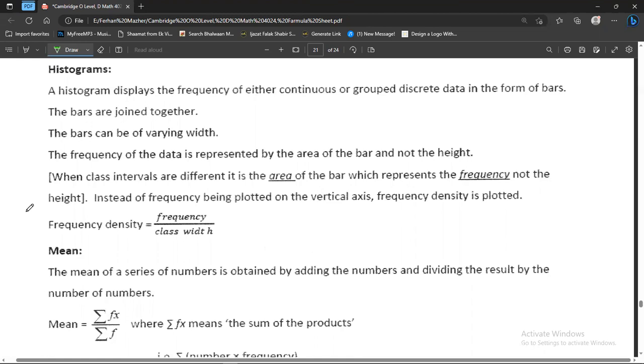When class intervals are different, it is the area of the bar which represents the frequency, not the height. Instead of the frequency being plotted on the vertical axis, frequency density is plotted. Frequency density is equal to the frequency divided by the class width.